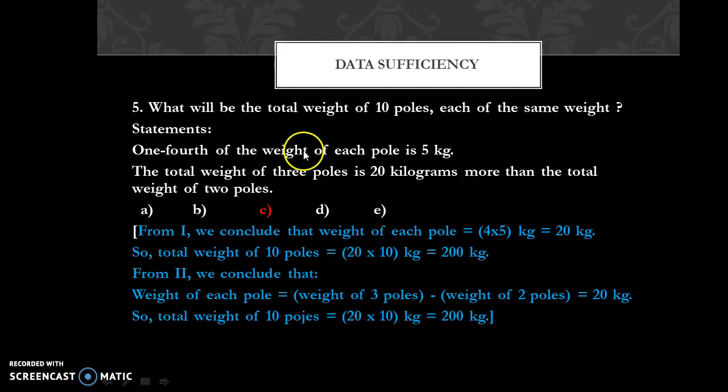So you will get the answer from the first statement or the second statement. So both statements are not needed. Either the first statement or the second statement is needed to answer the question. So option C is the correct answer. Let's check it out. What is option C? Option C tells that either the first statement or the second statement is needed to answer the question. So option C is the correct answer.